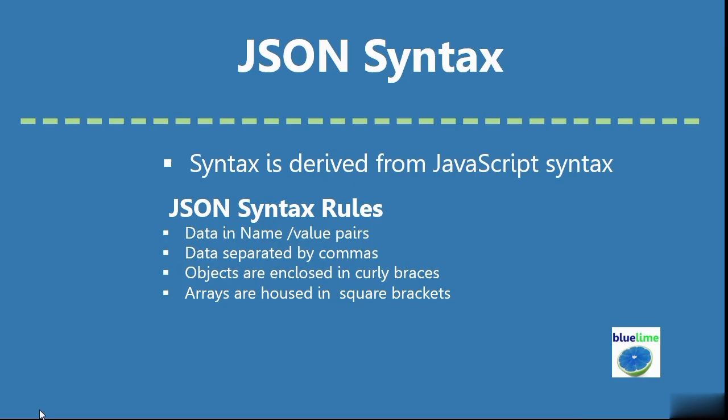Arrays, whereby you use arrays to house your data, they are enclosed in square brackets. So the arrays are housed or enclosed in square brackets. So anywhere you see square brackets in a JSON syntax, know that you are looking at an array. Also, anywhere you find curly braces, you are looking at enclosed objects. So these are the rules that should be followed in creating a JSON syntax.